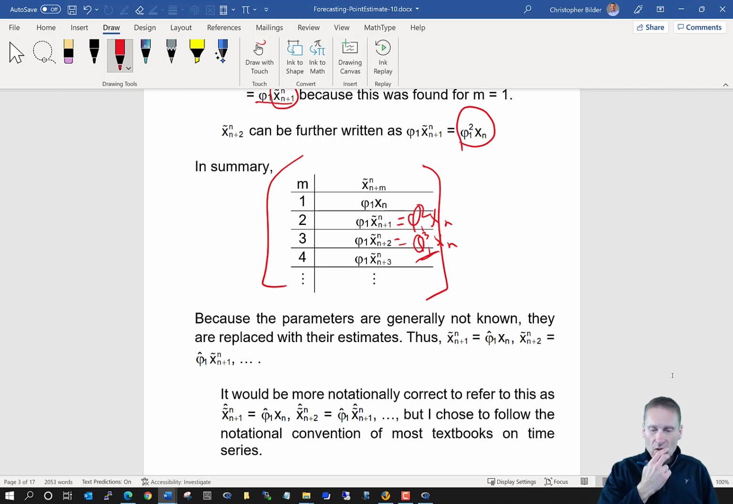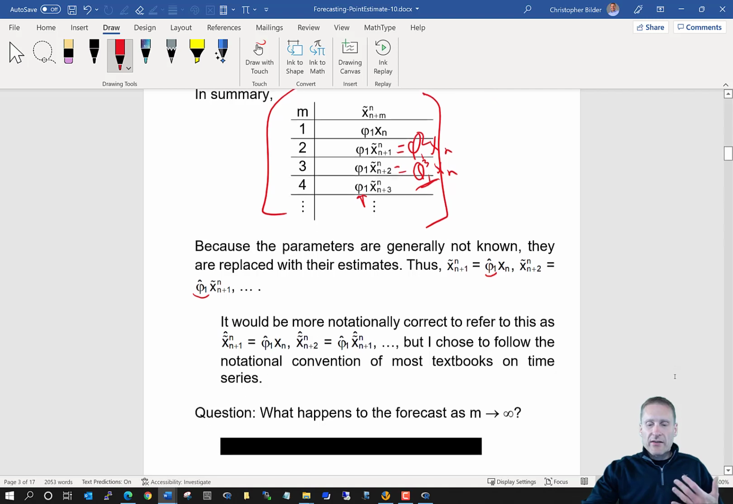Okay. Now, of course, in real life, we're not going to know what the phi's are. So what you're going to need to do for the forecasted value is simply replace phi1 with its corresponding estimate.